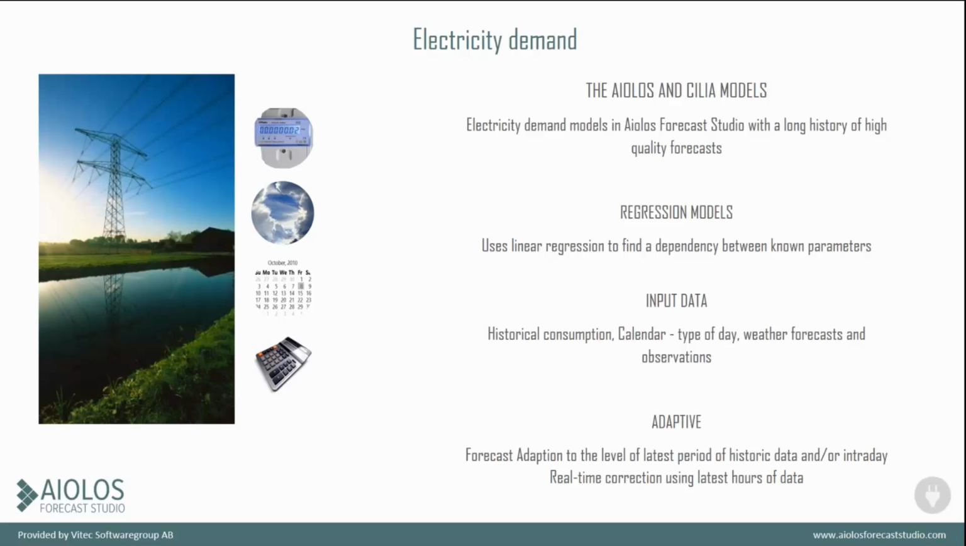Different input data is historical consumption. You have a calendar, so you define day types so that you can separate weekends from weekdays, for example, and also much more than that. Then you have also the weather forecast and observations.